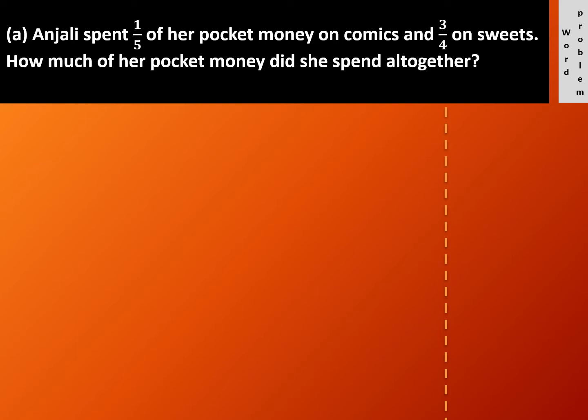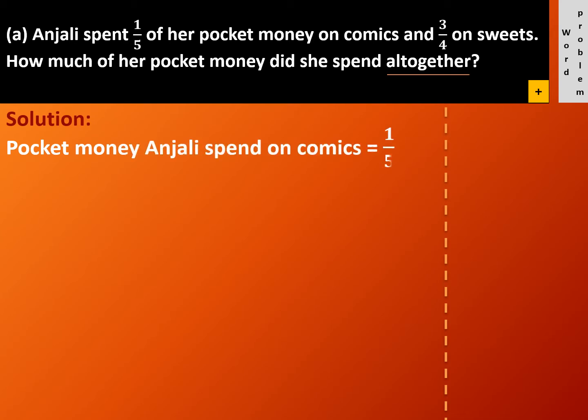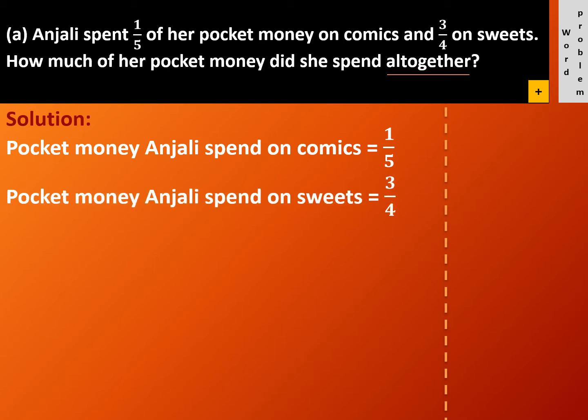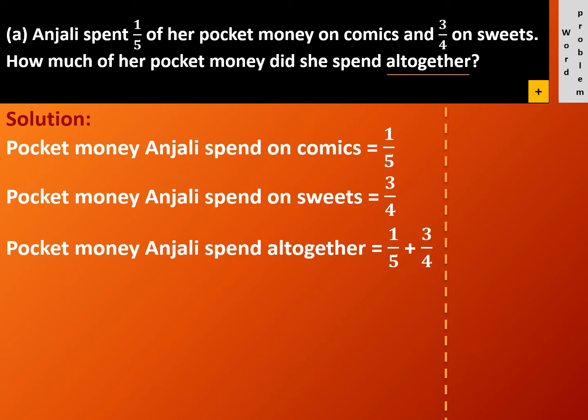To find the solution, first you have to tell me what we have to do in this question. Addition or subtraction? Read the last statement. How much of her pocket money did she spend altogether? Means we have to do addition. So the first statement is pocket money Anjali spent on comics is equal to 1/5. The second statement is pocket money Anjali spent on sweets is equal to 3/4. And the third statement is pocket money Anjali spent altogether is equal to 1/5 plus 3/4.